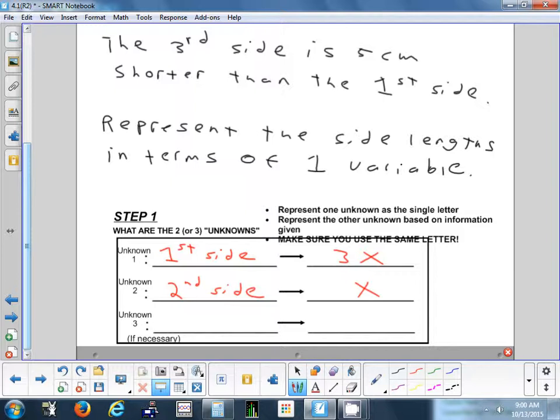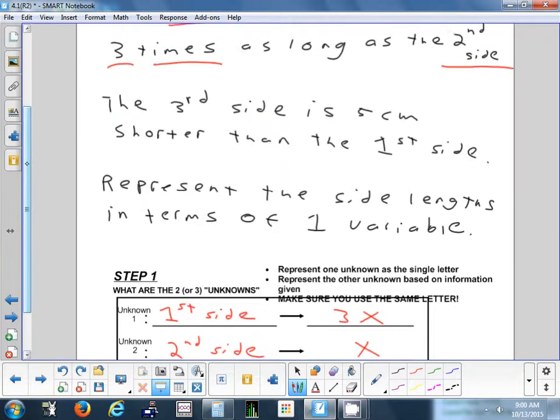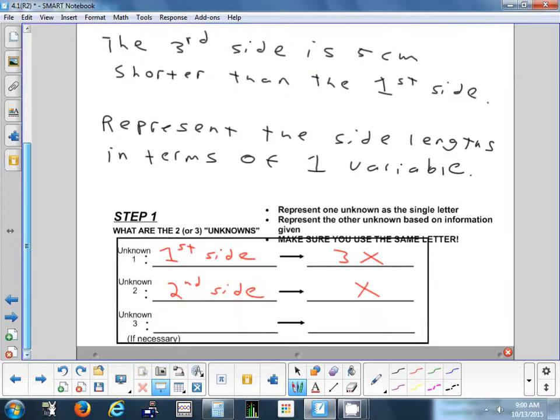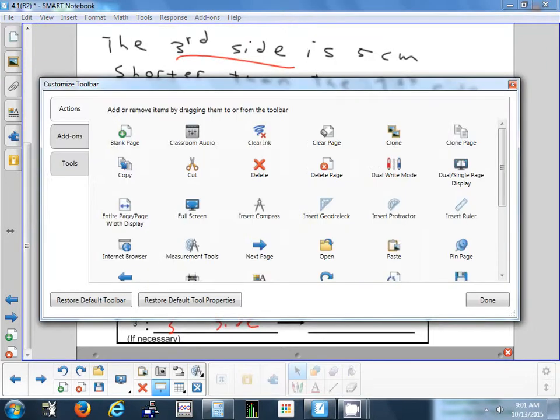So first side is 3 times the second. Now we got to read that last sentence. The third side is 5 centimeters shorter than the first. First of all, we have a new unknown. What's my third unknown? Third side. Okay, third side, that's like a new subject. We didn't have that before.